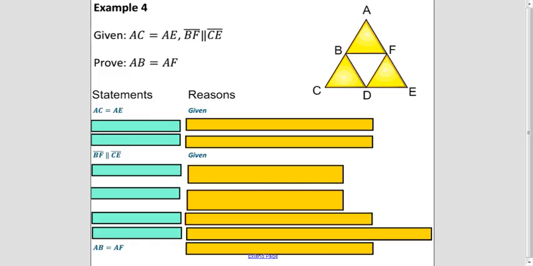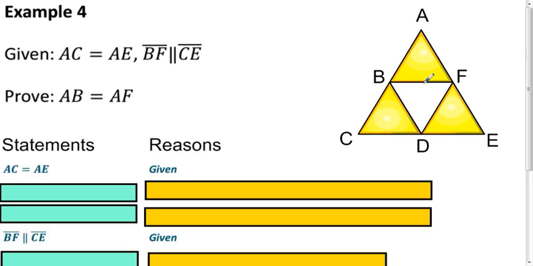So we should be thinking about our parallel theorems that we know. Alternate interior angles are going to be congruent, corresponding angles will be congruent, etc. So we have those. These are parallel. Let's put little hash marks on our large sides. So AB is congruent to AE. And it's given to us. So we want to show that AB equals AF. How can we get there?